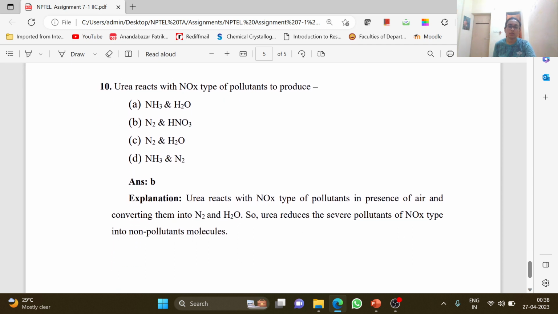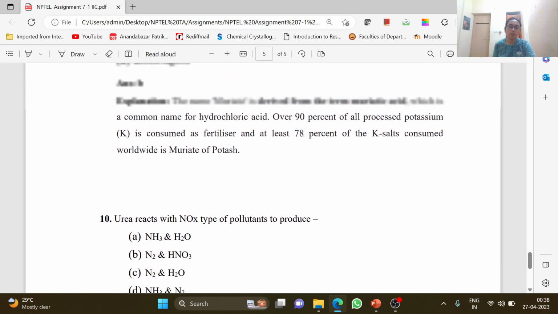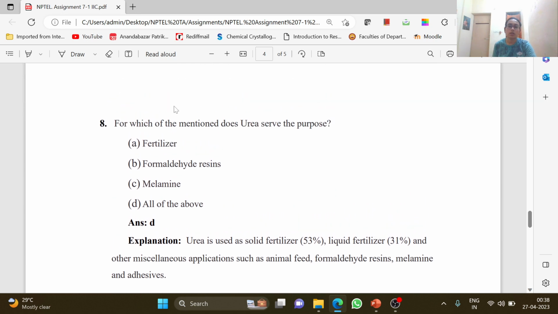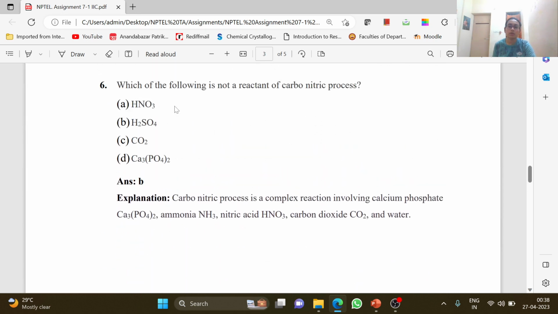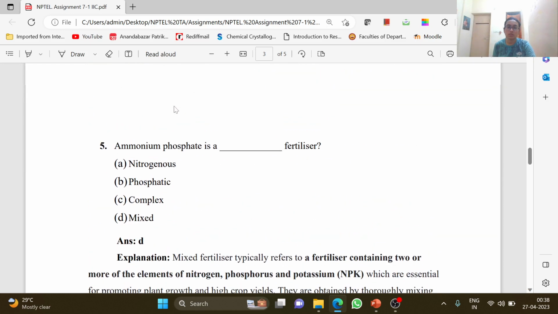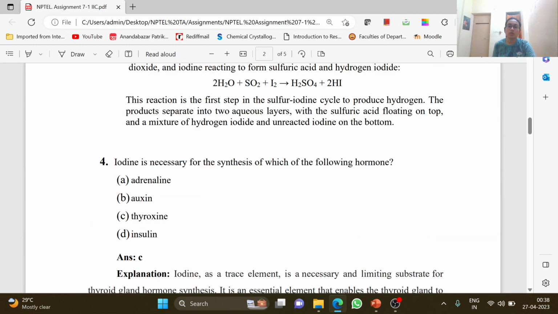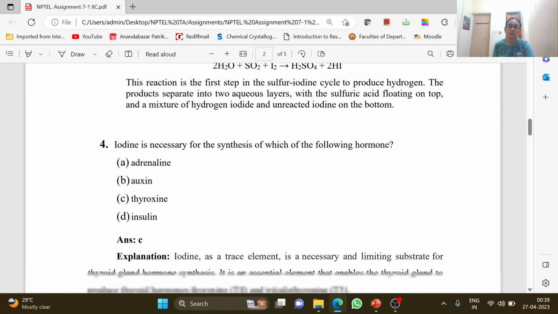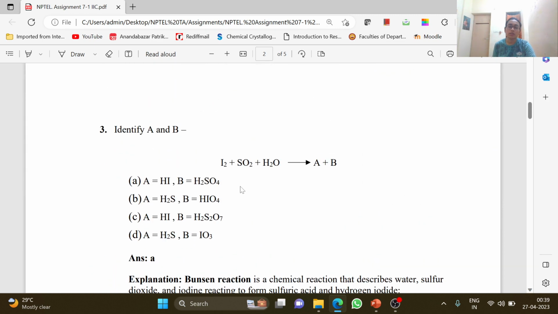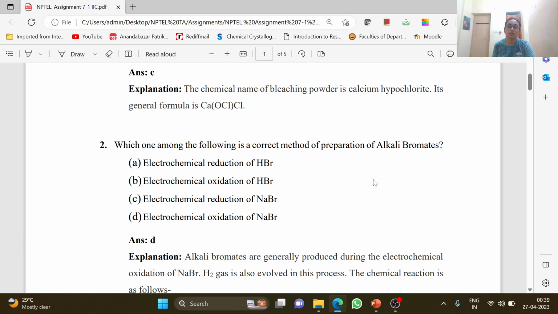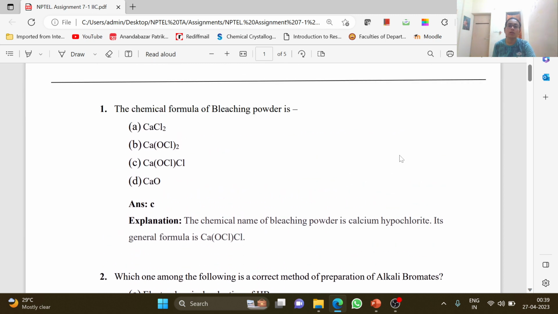That's it. So today we have discussed some nitrogen compounds like urea, along with that some potassium containing fertilizer, then some molecular weight calculation, carbonation process also, some mixed fertilizer like ammonium phosphate, and also some iodine containing hormone, and then the reaction of some iodine containing compounds, and after that alkali bromate production method, and some chlorinated important compounds like bleaching powder. So that's all for today. Thank you all.